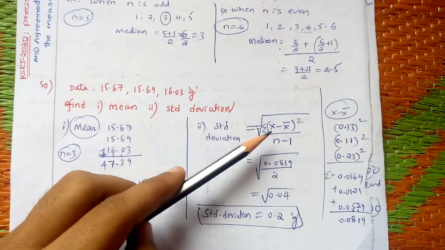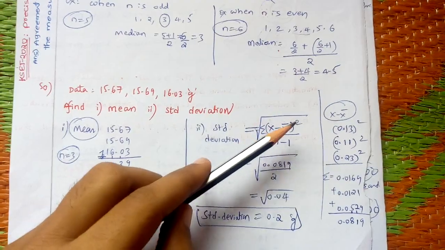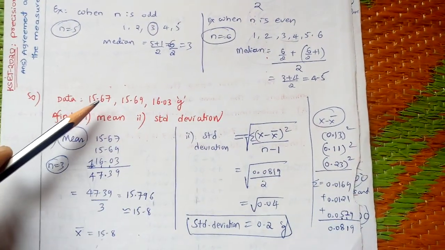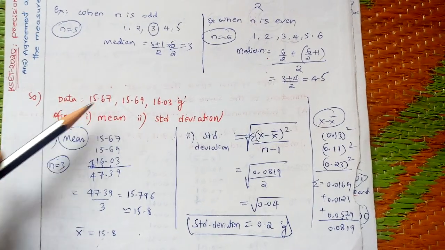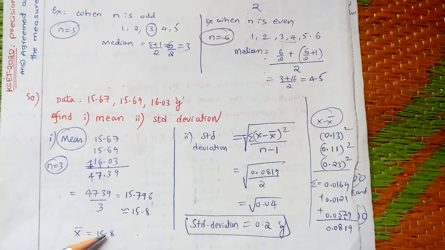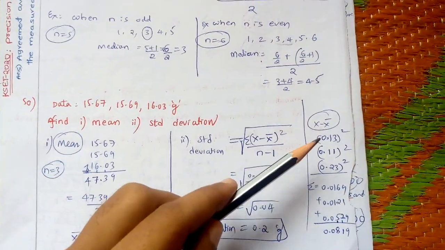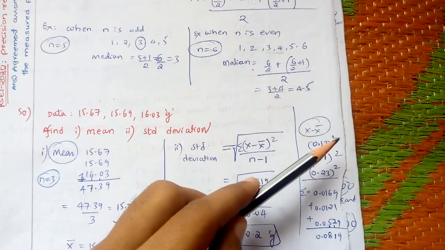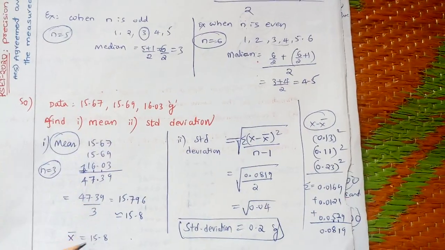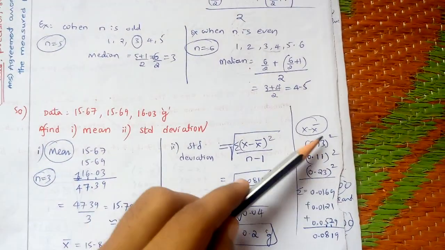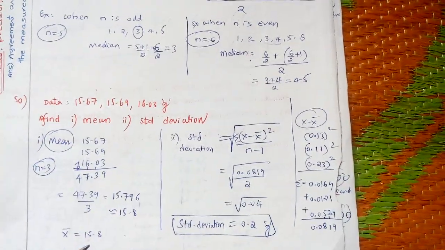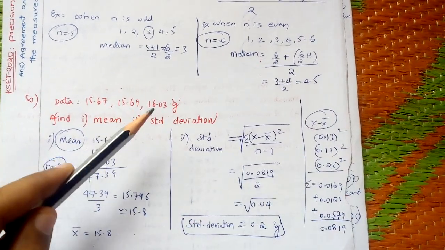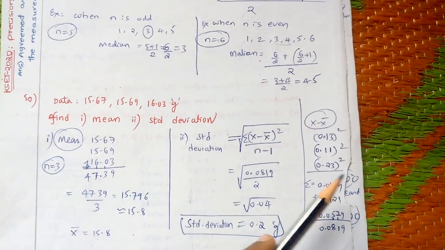Finding standard deviation, first you have to find (x minus x bar) squared. Here x minus x bar means individually you have to subtract. 15.67 difference with 15.8. Here plus or minus is no problem because you are taking squares. 15.67 minus 15.8 is 0.13. 15.69 minus 15.8 is 0.11. 16.03 minus 15.8 is 0.23.